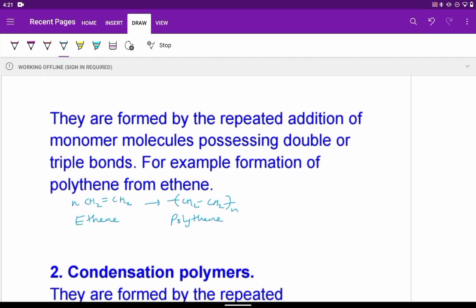For example, formation of polythene from ethene. This is ethene molecule, CH2 double bond CH2. This double bond will open up and the chain continues on both the sides. So n molecules of CH2 double bond CH2 gives CH2 single bond CH2 whole n. So here both the side bonds are written, so it will continue on both the sides. This is polythene.